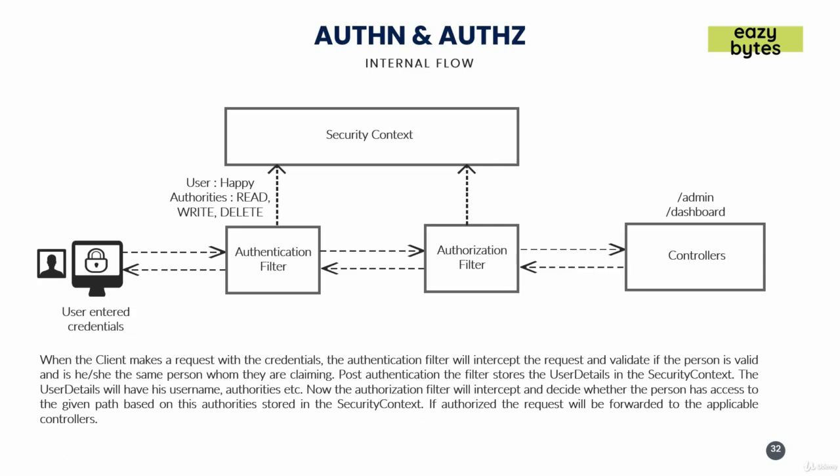Now we have discussed at a high level how Spring Security handles authorization scenarios. In the next video, let's try to understand where exactly these authorization details like roles and authorities will be stored inside the UserDetails schema.